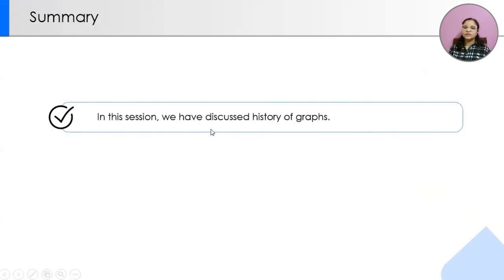So in this session, we discussed the history of graphs. I hope you were able to understand how Leonhard Euler worked on the Königsberg Bridge problem in 1735 and how he proved that such a walk was simply impossible. So this was our first session about the history of graphs. I hope it was clear to you. In the next session, we will be discussing some basic terminologies which are used in graph theory. Those would be essential for you to understand the different concepts present in this subject.